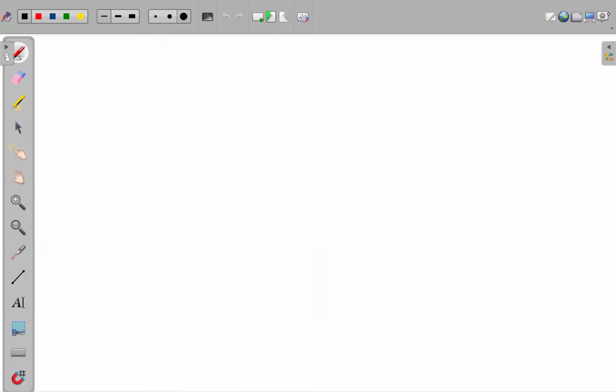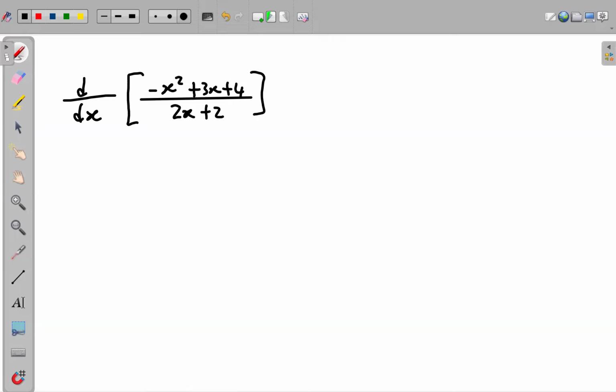Let me give you a nice one. You're supposed to factorize, and this is when the examiner really wants to scare you. You're supposed to find the derivative of this. Two x plus 2. So watch again.